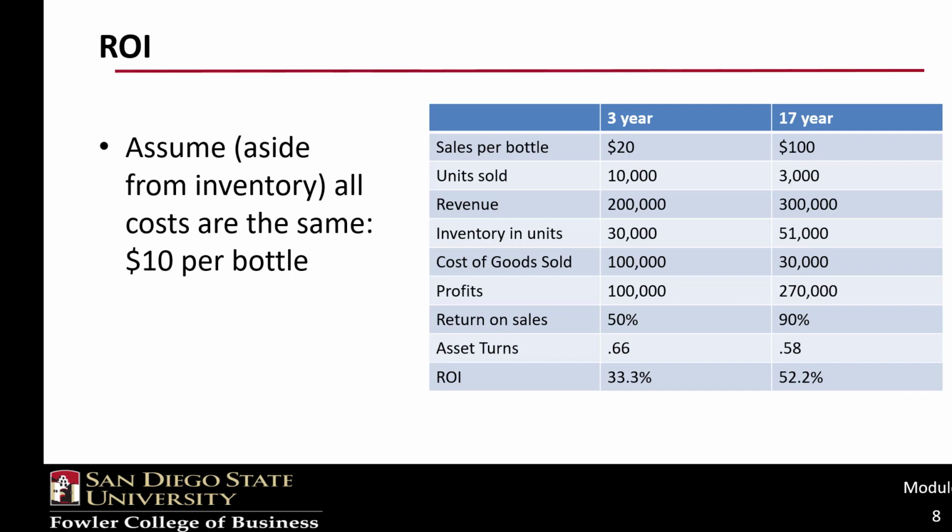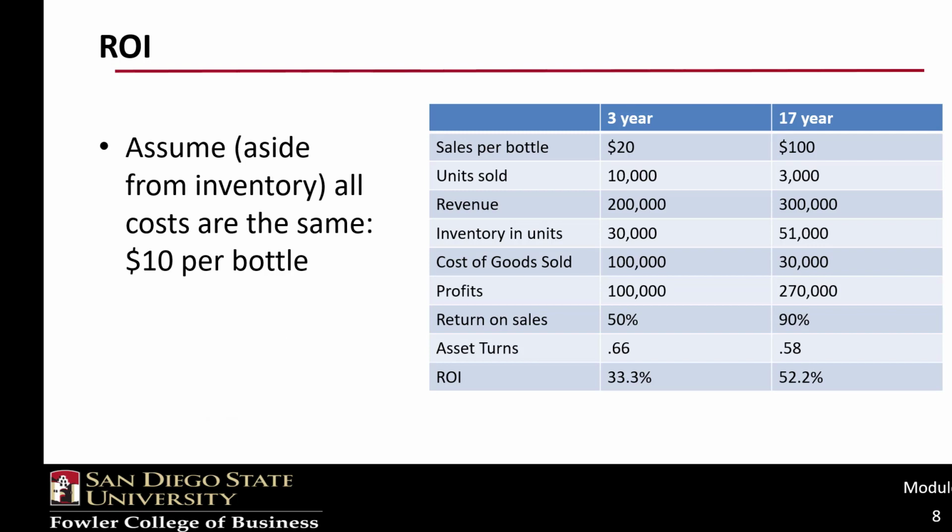If we do the same measure for our 17-year Scotch, so $100 a bottle, 3,000 sold, revenues of 300,000. The number of inventory in units is 51,000, right? So that's 3,000 bottles per year times the 17 years. Cost of goods sold is only 30,000 because, again, we're assuming that's the only cost. So that would yield very high profits of 270,000, which we would expect. This is a much more premium luxury brand. So our return on sales is really off the charts, right? 270 divided by 300 is 90%.